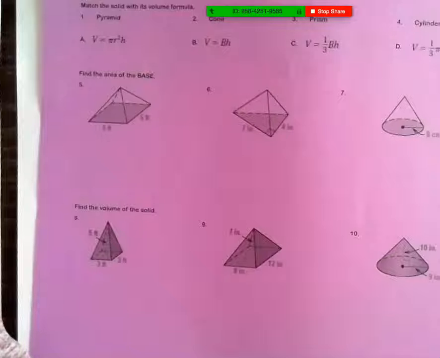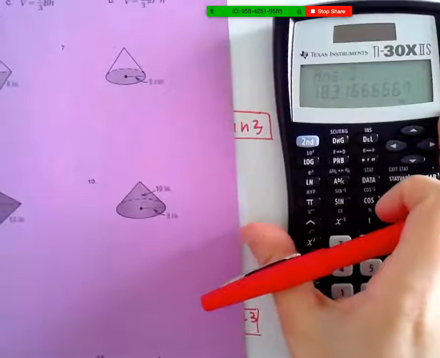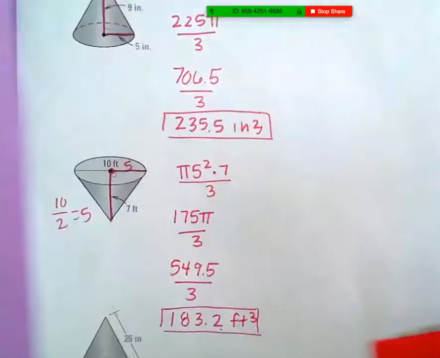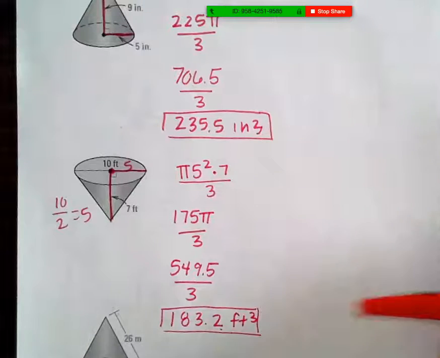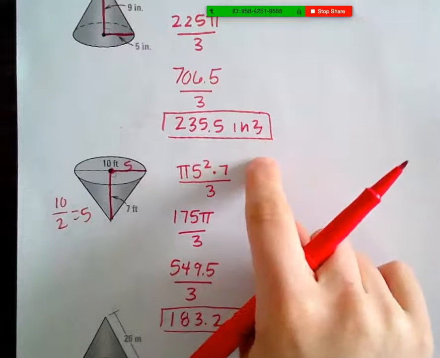I have a question. Yes. The answer that we got for the first one, 235.5, is it supposed to be squared or cubed? It should be cubed. I wrote down the wrong thing. I'm sorry, my dear. That was my fault. I just really love area.